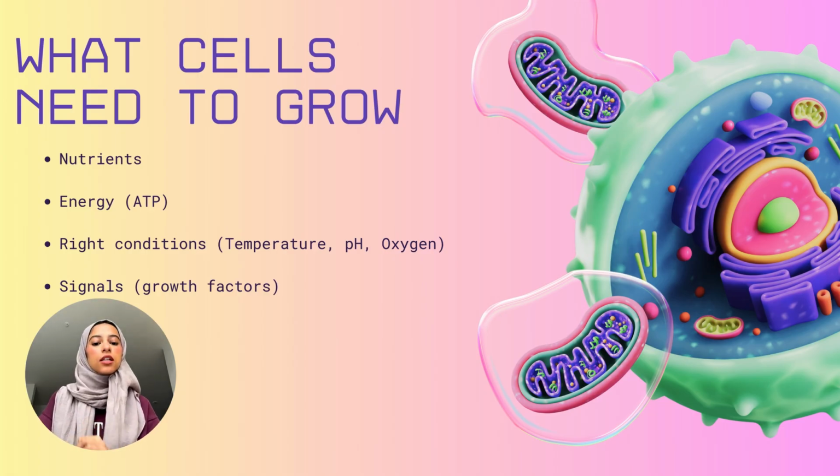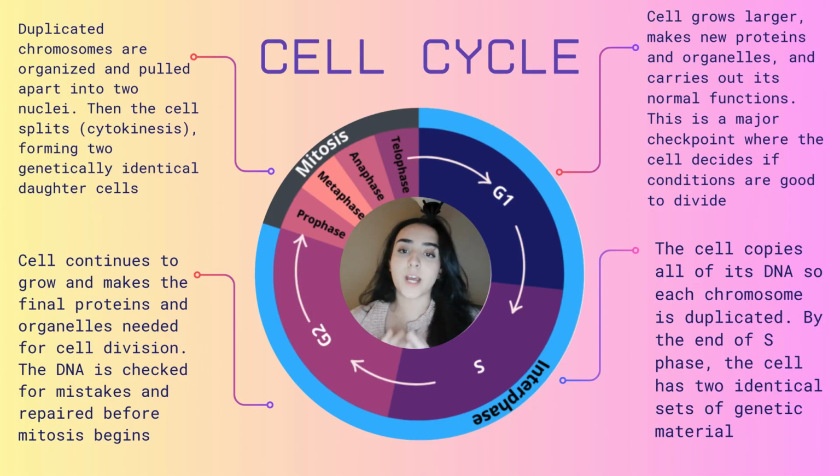Lastly, cells need signals, which are called growth factors, that tell them, hey, this is the right time to grow and divide. Understanding these conditions is very crucial for us as biological engineers because we can actually control them to grow cells however we want. And now I'm going to pass it to Hanouf to talk about the mechanism.